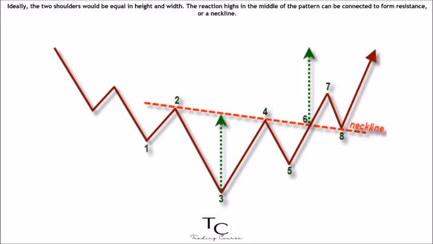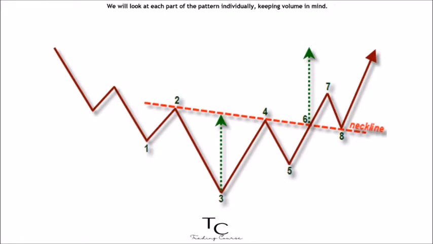The reaction highs in the middle of the pattern can be connected to form resistance, or a neckline. The price action that forms the head and shoulders bottom is roughly the same as that which forms the head and shoulders top, but reversed. The role of volume marks the biggest difference between the two. Generally speaking, volume plays a larger role in bottom formations than top formations. While an increase in volume on the neckline breakout for a head and shoulders top is welcomed, it is absolutely required for a bottom. We will look at each part of the pattern individually.